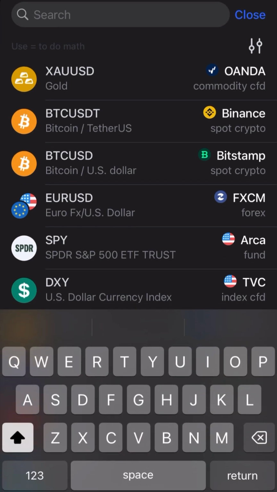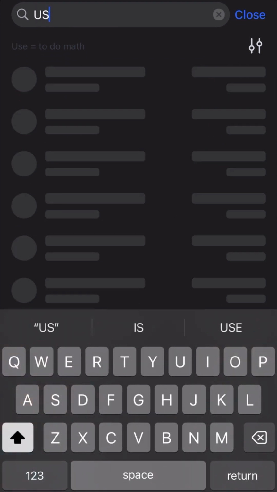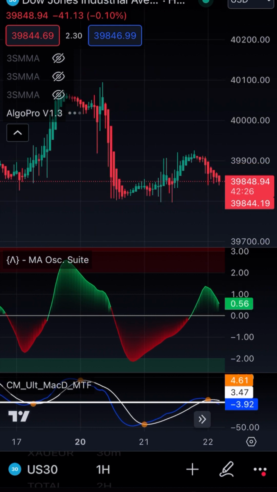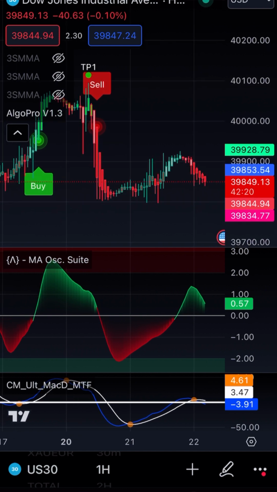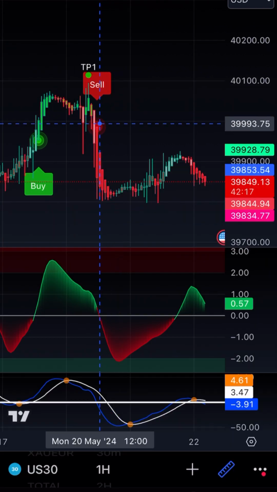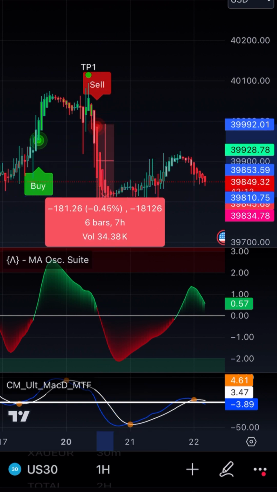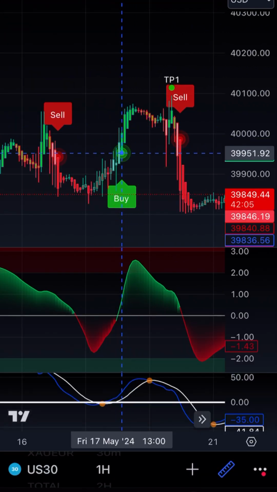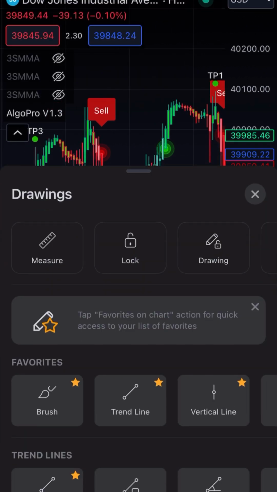But real quickly, I'm going to look at the other assets. Let's look at the US 30. See if this is accurate with the US 30, which would be really great if it was pretty accurate here. Okay, so with the US 30, it gives you a sell signal right here. If you could ride this out down here to the bottom, you would have made $181 with a 0.01. Buy signal right here, you ride this out, you would have made $115 in 2 days. Sell signal right there.